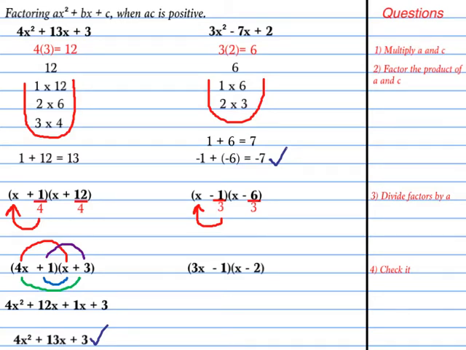Once again, I want to check to make sure these factors will multiply back to my original trinomial. So 3x times x gives me 3x squared. 3x times negative 2 gives me negative 6x. Negative 1 times x gives me a negative x, or a negative 1x. And negative 1 times negative 2 gives me a positive 2. Combine my like terms, and I get 3x squared minus 7x plus 2, which does check back to my original.